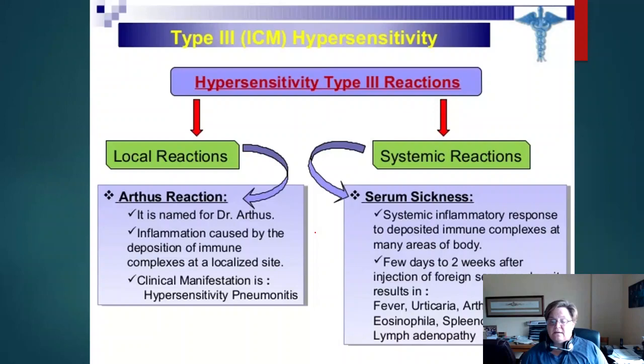A systemic reaction, our patient will have something like serum sickness. It involves systemic, widespread inflammatory response, and these immune complexes are deposited all over the body. This typically takes a few days to a couple of weeks after an injection. Our patients will have a fever and rash. They'll have excess eosinophils. Their spleen will be enlarged, and they'll have lymph node enlargement as well.